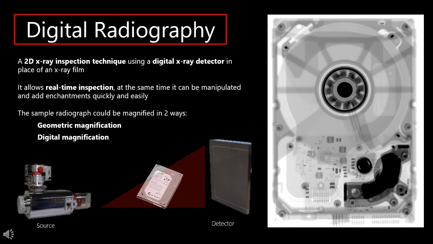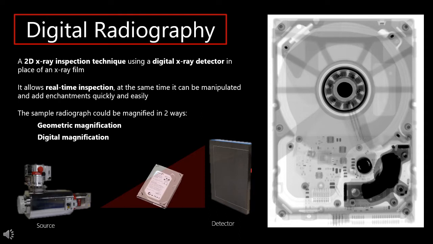digital radiography, which is a two-dimensional X-ray inspection technique. It uses digital X-ray detectors in place of X-ray films, also known as the photosensitive films. It also allows real-time inspection, and at the same time, the radiographs can be manipulated and enhanced quickly and easily using the software. So in the images below, we can see here the source, the sample, and the detector. And the image on the right shows the radiograph of an external hard drive.